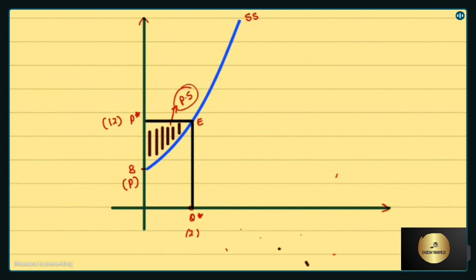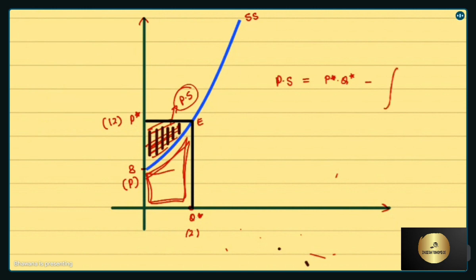This is a non-linear function, so we have to use integration in order to derive the producer surplus. What will be the general formula for that? Producer surplus equals, first we have the whole P into Q rectangle. First we need the value for this rectangle, which is P star and Q star. Then we minus this term from it, so that we are left with this particular triangle, our producer surplus.